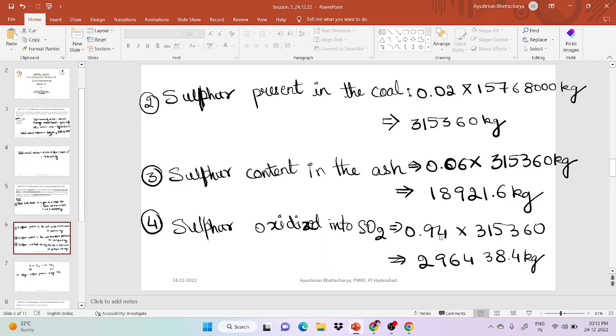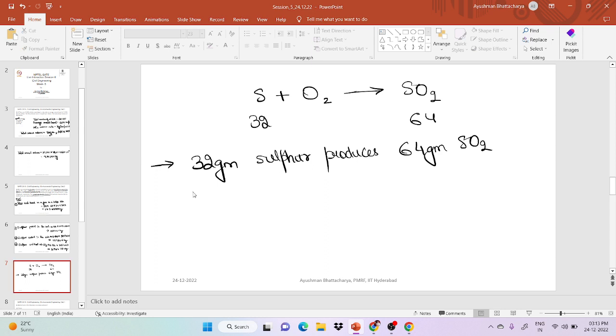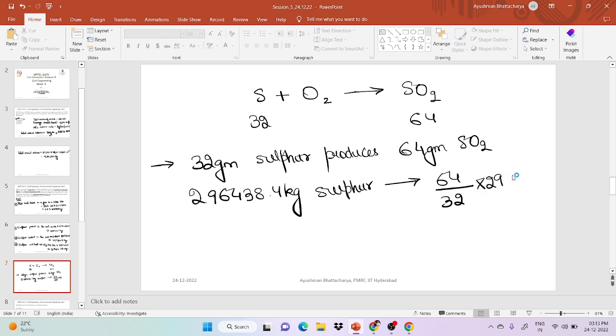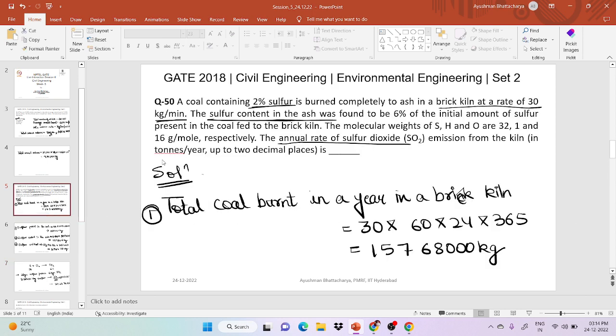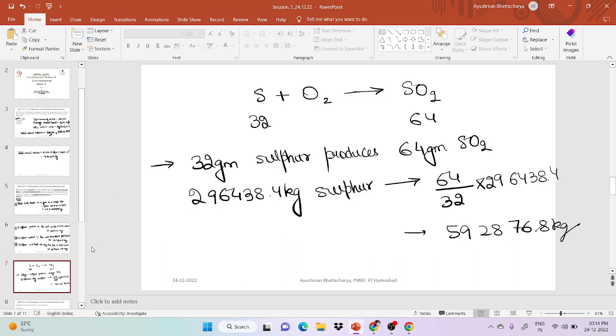So then, this much amount of sulfur will produce how much SO2? 296438.4 kg sulfur will produce 64 by 32, the unitary method, simply into 296438.4. So if you calculate it, you will get 592876.8 kg. But in the question, they are asking in terms of tons per year. We got it in terms of kg. To convert it into tons, it will be 592.876 tons.